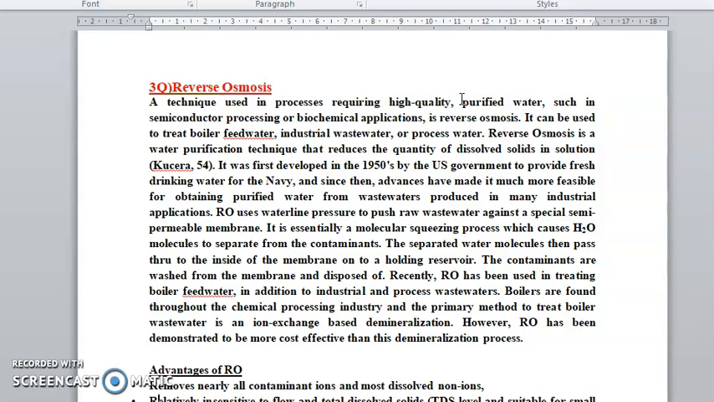Recently, RO is used for treating boiler feed water in addition to industrial and process wastewater. Boilers are found throughout the chemical process industry, and the primary method of treating boiler water is ion exchange based demineralization. However, RO has been demonstrated to be more cost effective than the demineralization process.